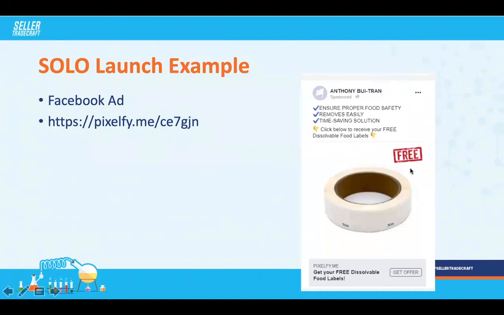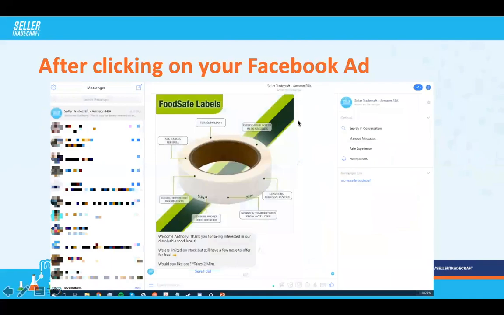So once they click on this ad, right, they either hit get offer or they click on the image. They're gonna get a message sent to their Messenger, right? And inside their Messenger, with the way we design it, we have a photo of the food label, right? And then we say, hey, thanks for your interest in the food labels. We're limited on stock, but we have a few more to offer for free, right? So we build a little bit of scarcity, and we also let them know that it takes 2 minutes to get it, right? And the thing is, you control what they can say or what they can do. And there's literally only one option for them.